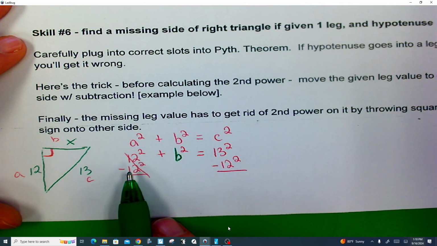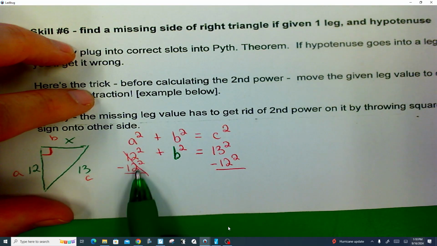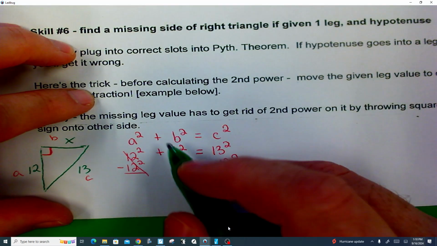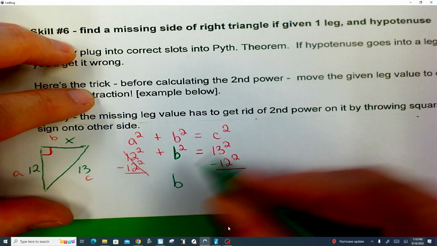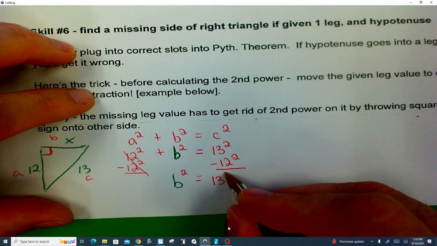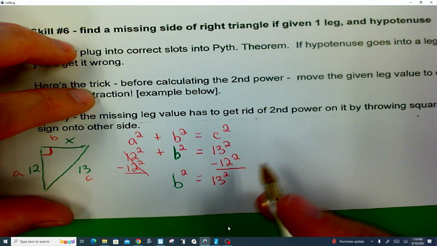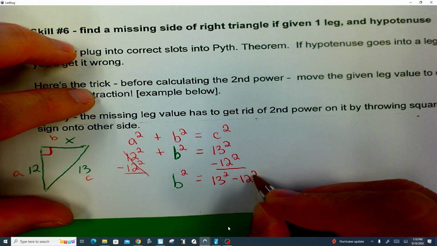So how does this happen? Hey, what's 12 squared minus 12 squared? So 12 squared minus 12 squared is gone. What's going to happen to the b squared? It just falls straight down. And now this one, just write it out. 13 squared. Whatever's up here, write that one first. And then see that minus 12 squared? Just write it sideways, just like this.